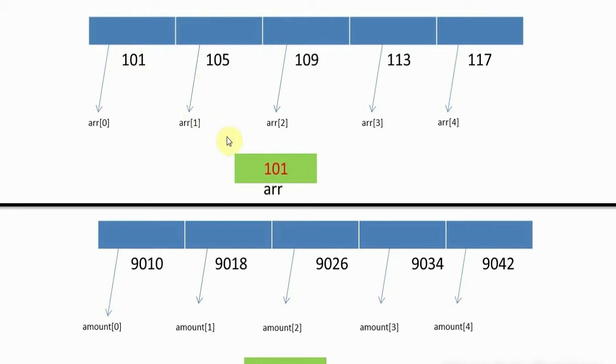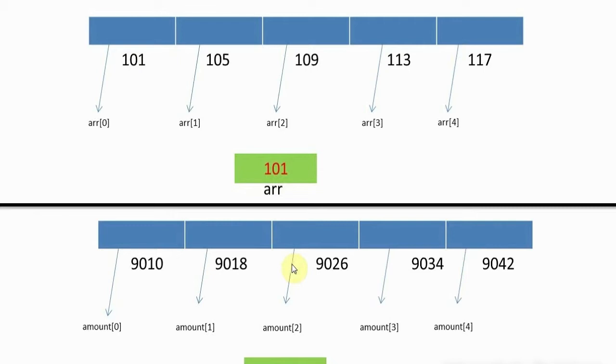Now, because I have declared my array with the name arr, a pointer variable with the same name as the array name, that is arr, has been automatically created in the memory, and that has been assigned the base address, in this case which happens to be 101.